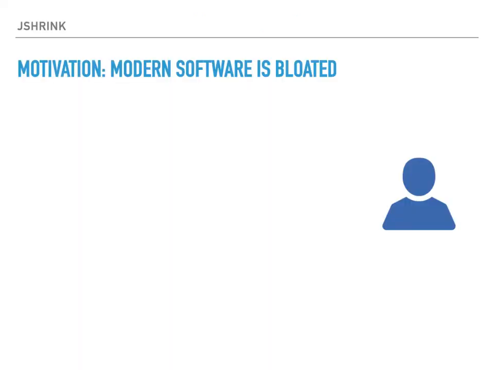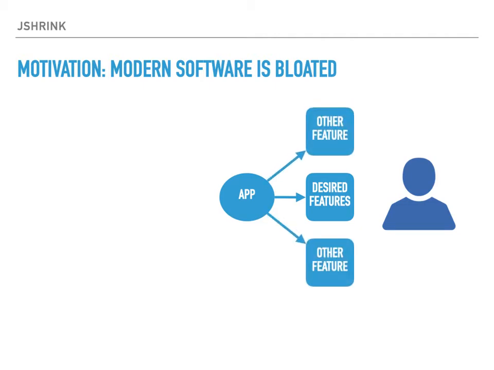Let's start with the motivation for this research. It can be summed up in a 4-word sentence. Modern software is bloated. Let's talk about what we mean by this. This is the typical model for software. Users want a feature, so they obtain an app that has this feature. Though app developers have different motivations and will provide other features in this application. And this results in the application being bigger than it actually needs to be.